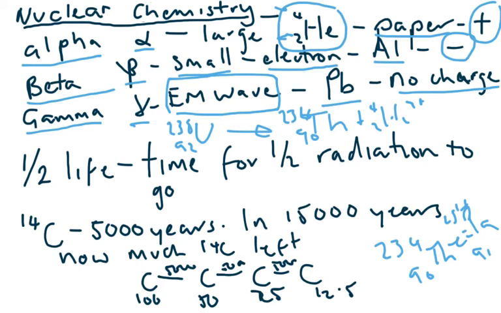Half-life. Half-life is the time for half the radioactive material to become non-radioactive material. Half-life for carbon-14, approximately 5,000 years. In 15,000 years, that would mean we would have 12.5% of the carbon material left, as it loses 50% each time.